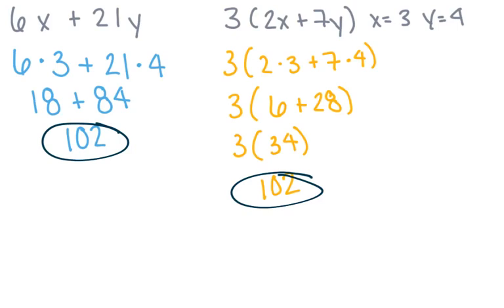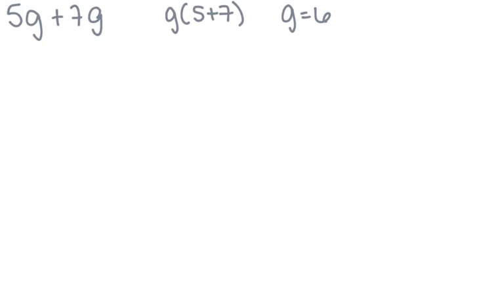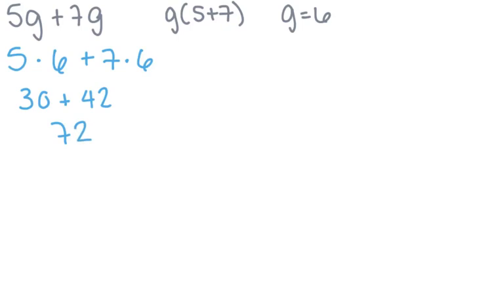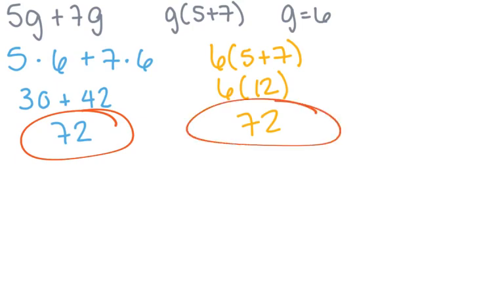Let's practice with another one. All right, so now we have 5g plus 7g and g parentheses 5 plus 7, where g equals 6. So let's start with the first one. So we're going to have 5 times 6 plus 7 times 6, which turns into 30 plus 42, which gives us an answer of 72. Next one, 6 parentheses 5 plus 7, which gives us 6 times 12, which gives us 72. And looky there, these match. So these two expressions are also equivalent and will give you the exact same answer.